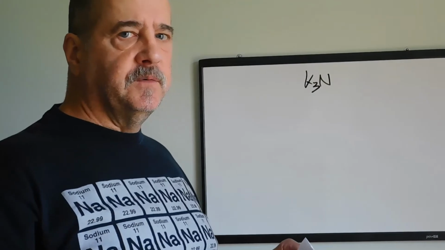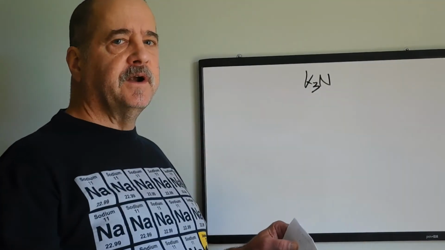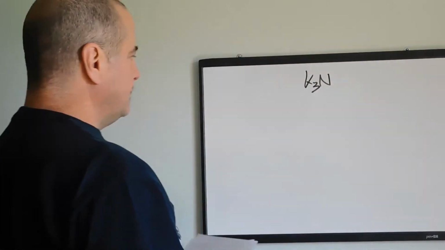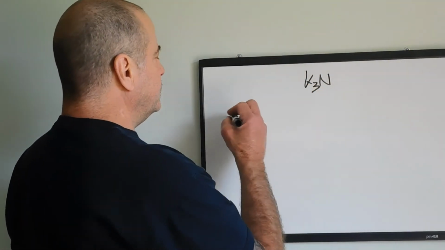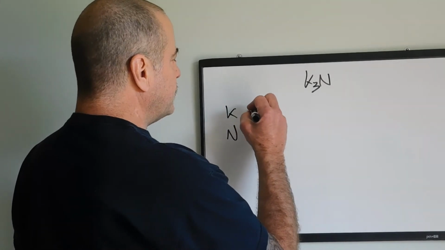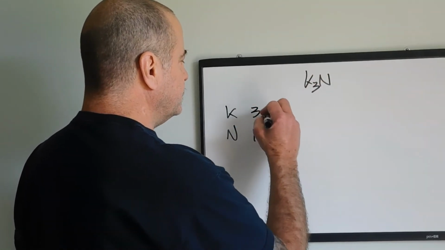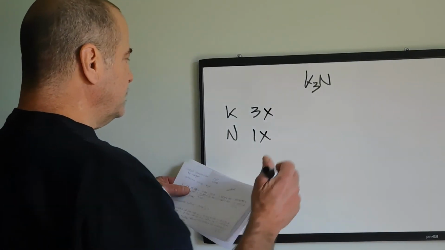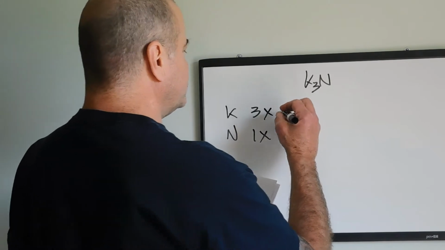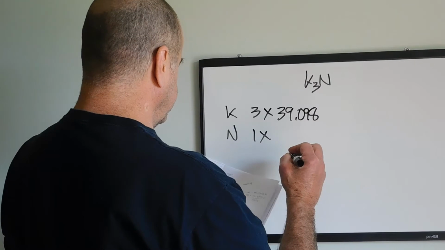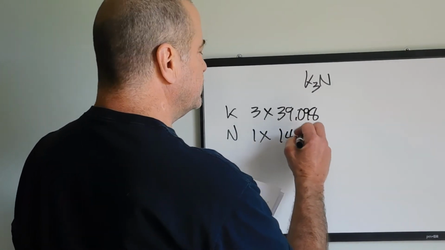So the first thing you have to do before you can do this problem is you have to figure out how many grams there are in 1 mole of K3N. And the way that you do that is you figure up on the side here, you've got potassium and you've got nitrogen. You've got 3 of these, you've got 1 nitrogen. Now you look on your periodic table, you see that potassium is 39.098. And you see nitrogen is 14.007.